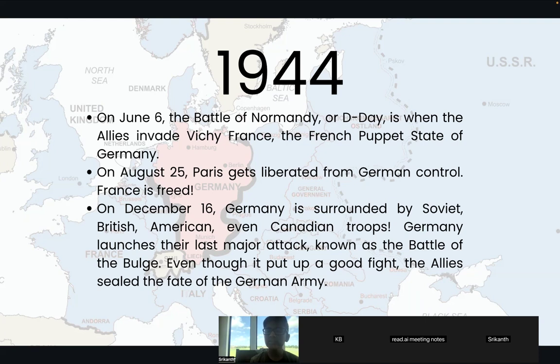On December 16th, Germany is surrounded by Allied troops, consisting of Soviet, British, American, and even Canadian forces. Germany would then launch their last major attack, known as the Battle of the Bulge. This was actually a really big battle, even though Germany still lost. This was because they still had a lot of troops back then. Even though they put up a good fight, the Allies would seal the fate of the German army.